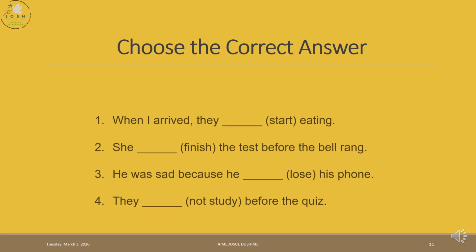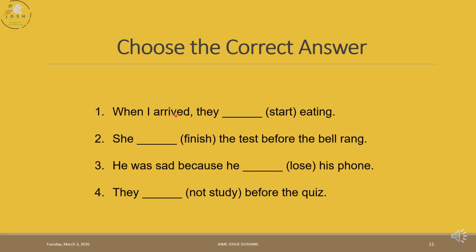Now here you're going to choose the correct answer. When I arrived, they eating. She the test before the bell rang. Remember, just choose the right answer. He was sad because he his phone. They because before the quiz. They before the quiz. Here remember it's a negative, not study.